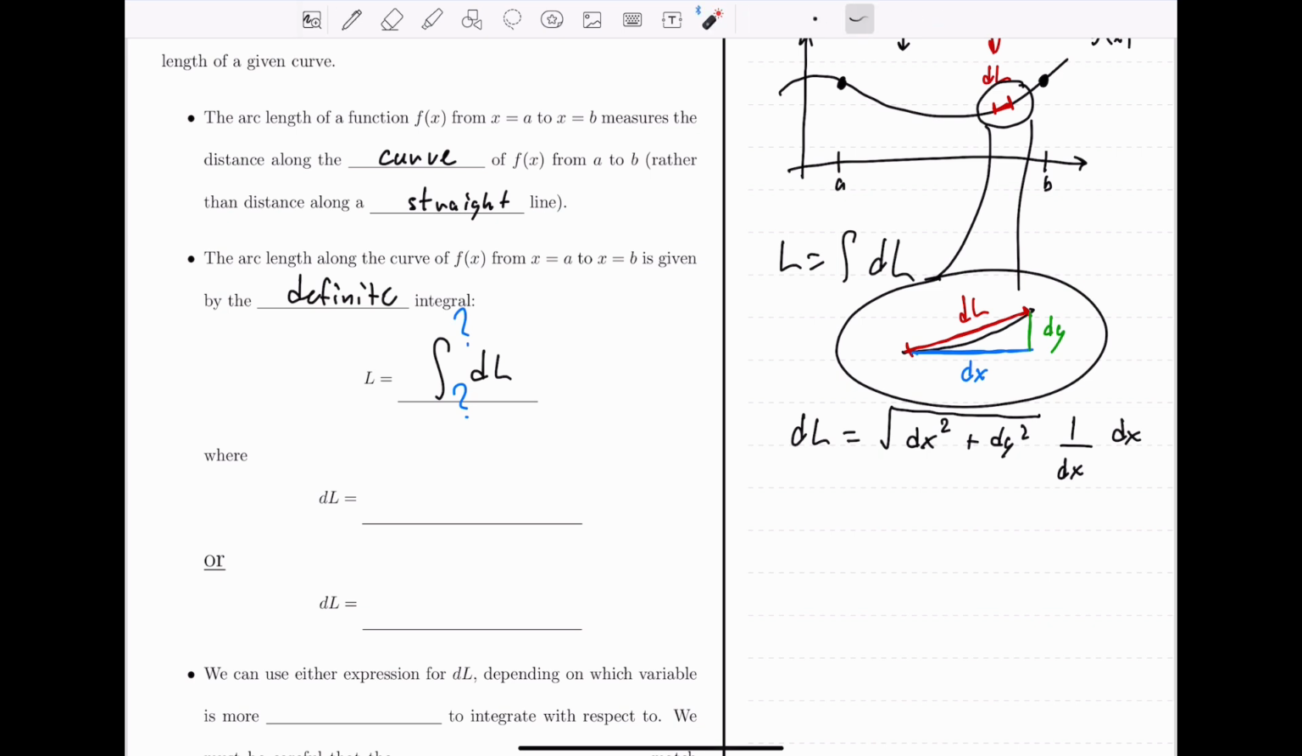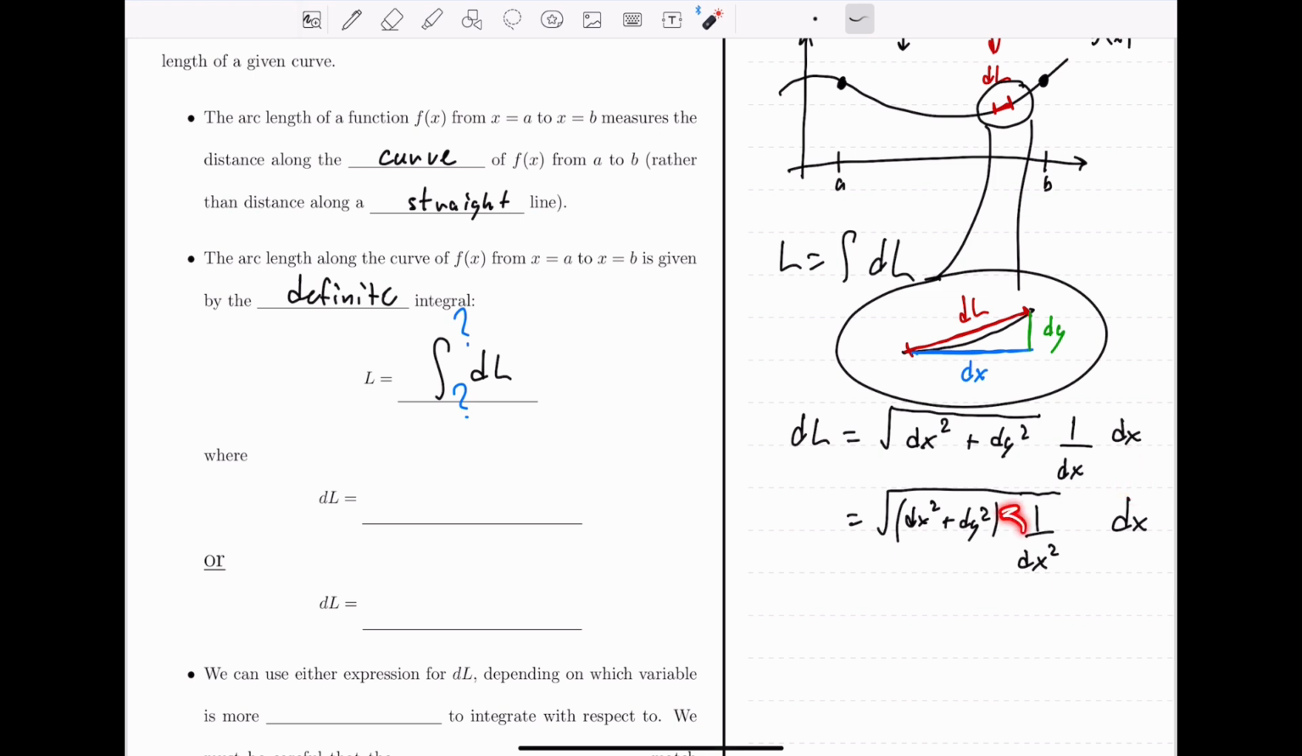Now, I can take the 1 over dx into the square root as long as I square it. Right now, it's outside the square root. I can bring it into the square root if I square the 1 over dx. So I can write this as the square root of dx squared plus dy squared, all of that times 1 over dx squared. I've brought that 1 over dx into the square root, and in order to do that, I had to square it. And outside, I'm still just left with the dx that I had from the previous line.